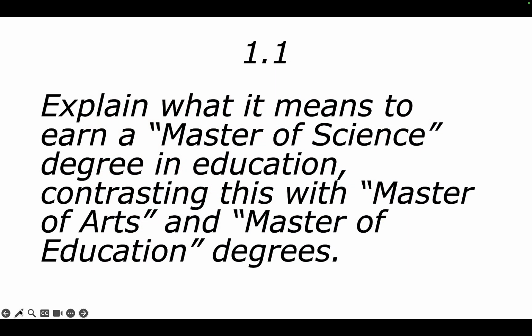So I'm going to start with the first objective for the class, and this is explain what it means to earn a Master of Science degree in education, contrasting it with a Master of Arts and a Master of Education degrees. Now, you will notice that this is an italicized objective, so this is not going to be measured on the course exam, so no items are going to address this.